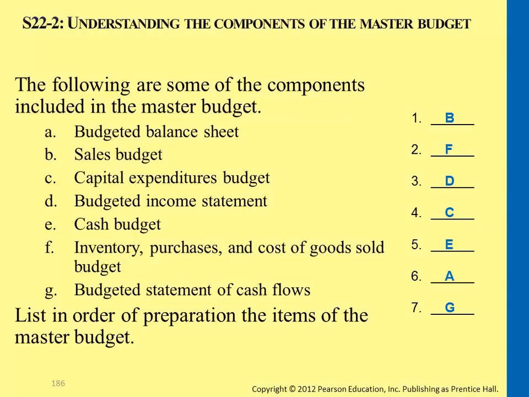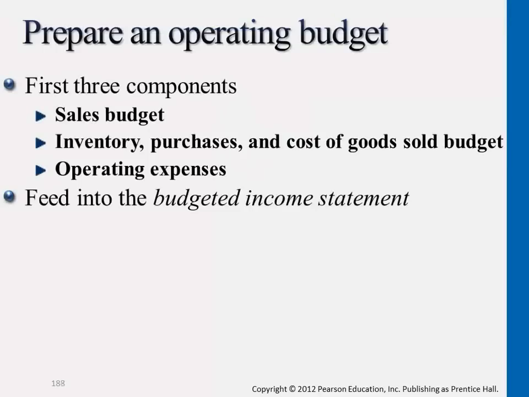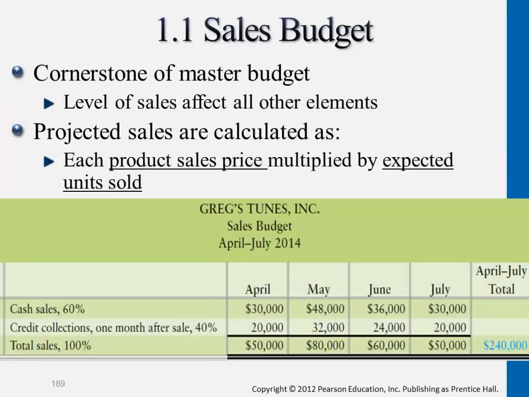All right, let's take a look at operating budgets in some more detail. So again, we start from sales, right? This is the detailed components of operating budgets that we just went over. Sales, inventory, purchases, cost of goods sold, then operating expenses. Then all of these feed into a budgeted income statement. So what does a sales budget look like? It looks like this.